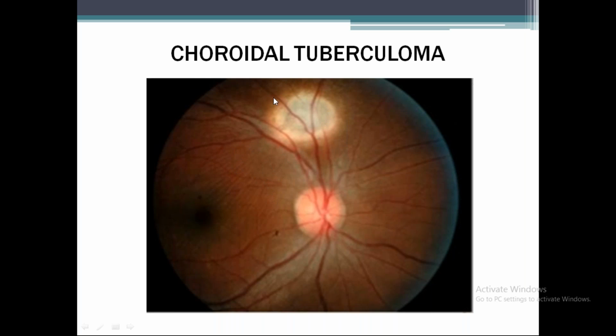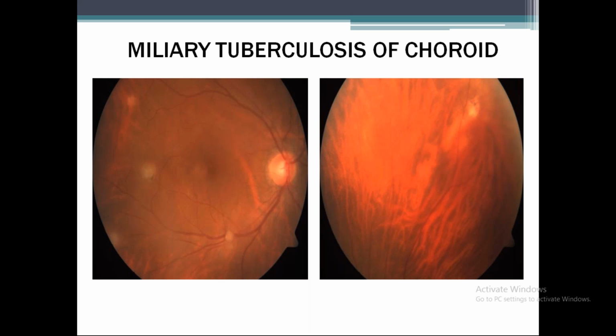So the most common lesion which you come across in tuberculosis in the retina and the choroid is tuberculoma, choroidal tuberculoma. Miliary tuberculosis is a classic example of tuberculosis. You can see multiple white lesions in the choroid of the patient. So this is an example of miliary tuberculosis, where you come across miliary tubercles of choroid.